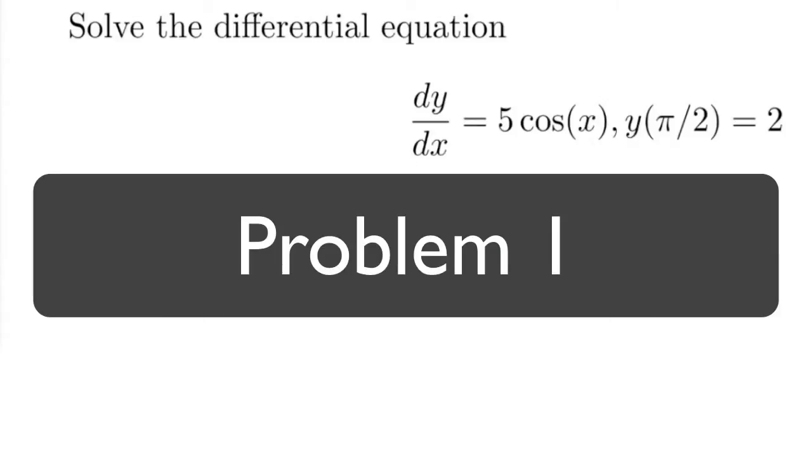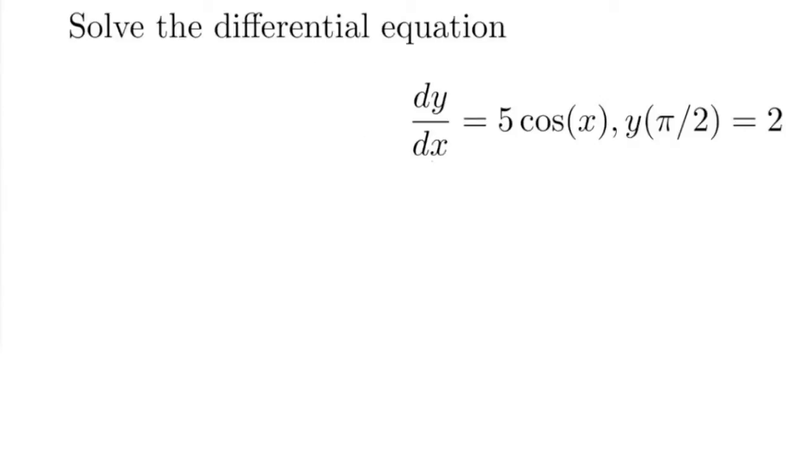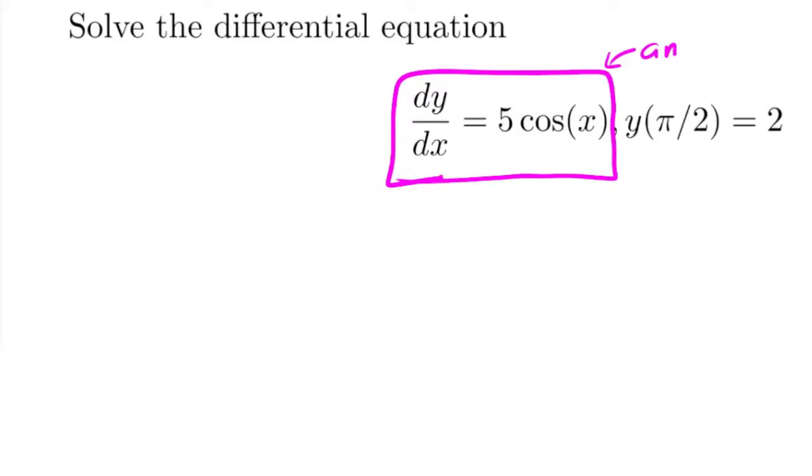Okay, so our first problem, we want to solve the following differential equation. We have this equation, and we know that y of pi over 2 is equal to 2. So the first thing is to find the antiderivative of this function.